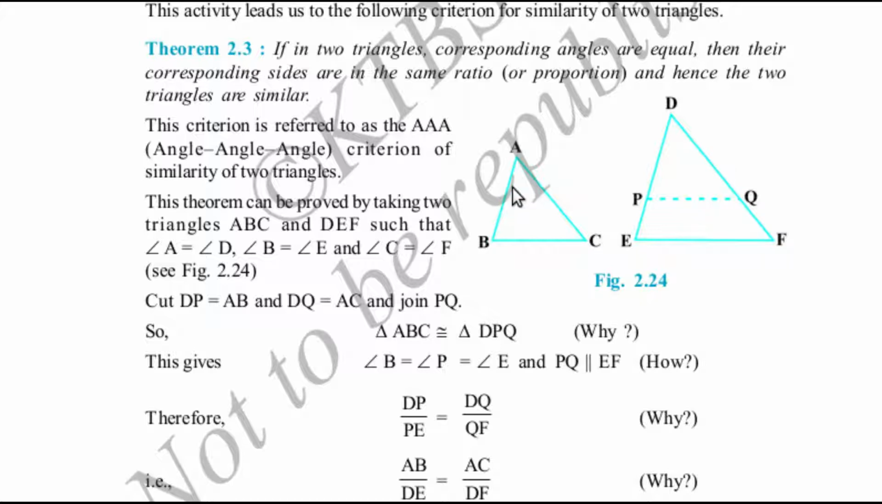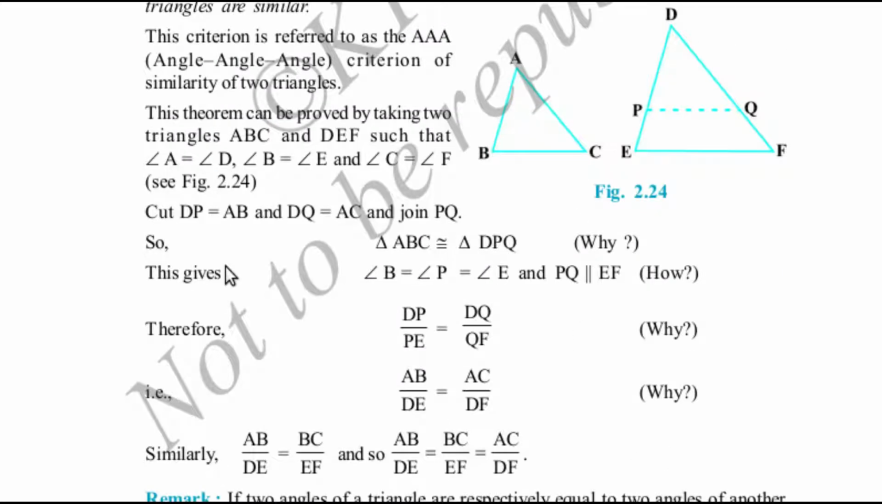First we need to prove that in similar triangles the corresponding angles are the same. Now let us cut the second triangle, the bigger triangle, that is triangle DEF, such that DP is equal to the length of side AB and DQ is equal to the length of side AC. So triangle ABC is congruent to triangle DPQ. Angle B is equal to angle P and angle P is equal to angle E.